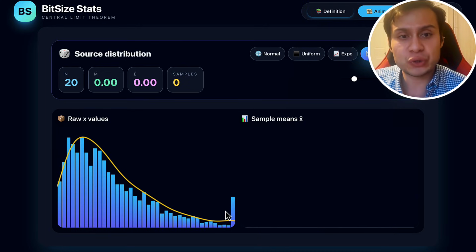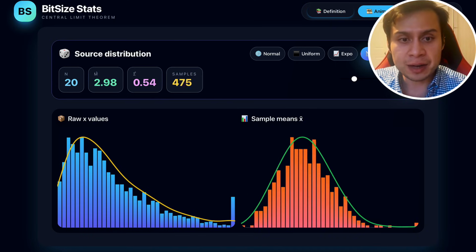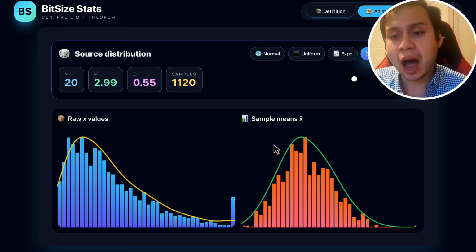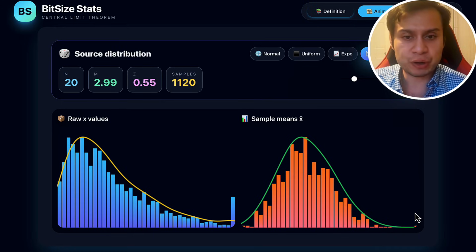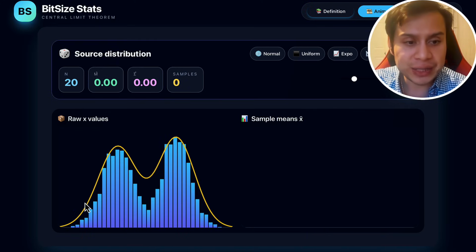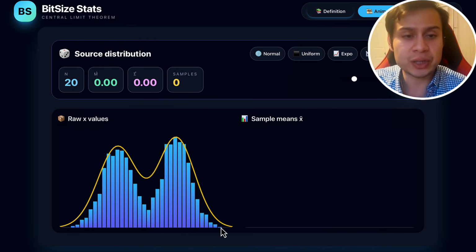So this is a skewed distribution. Let's run this whole process. And then after about 1,000 samples, our sampling distribution of the mean looks quite normal. Let's do a bimodal distribution. As you can see, our source distribution is bimodal. It has two humps like this.